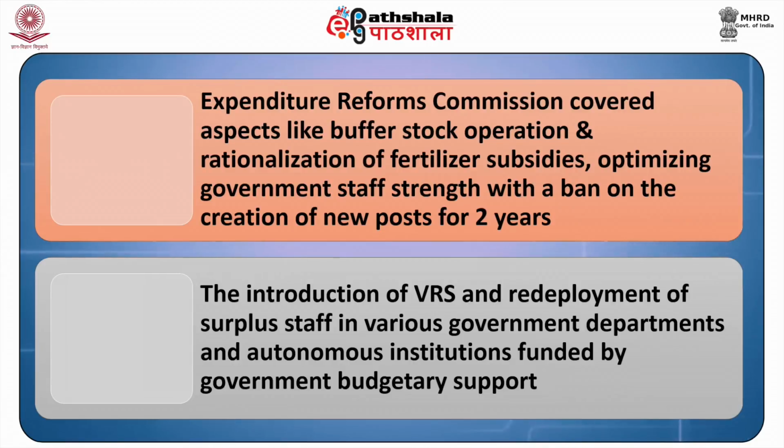The Expenditure Reform Commission covered aspects like buffer stock operation and rationalization of fertilizer subsidies, optimizing government staff strengths with a ban on the creation of new posts for 2 years, the introduction of VRS, that is voluntary retirement scheme, and deployment of surplus staff in various government departments and autonomous institutions funded by government budgetary support.